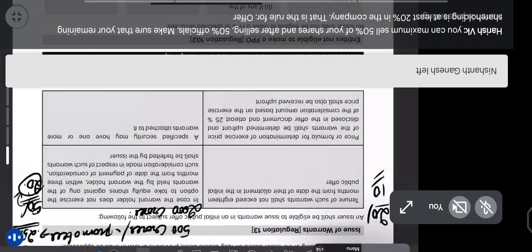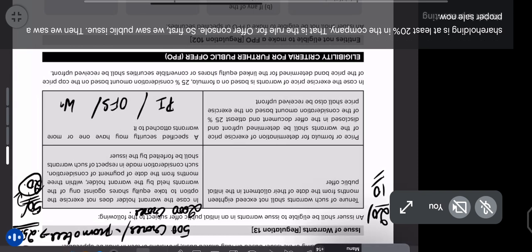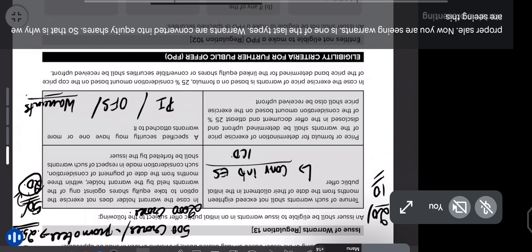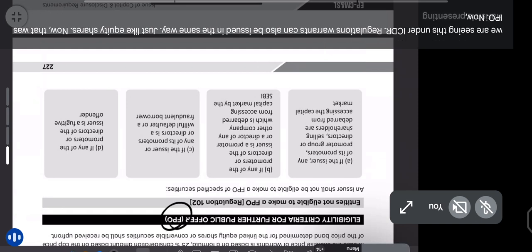That is the rule for offer for sale. So first we saw public issue, then we saw offer for sale. Now you are seeing warrants. This is one of the last types. Warrants are converted into equity shares. So that is why we are seeing this under ICDR regulations. Warrants can also be issued in the same way, just like equity shares. Now that was IPO. Now we go into FPO. FPO means further public offer. This is after IPO.